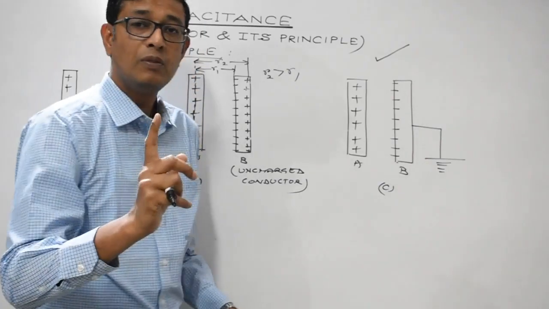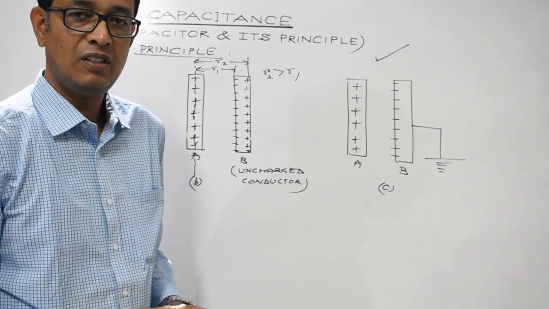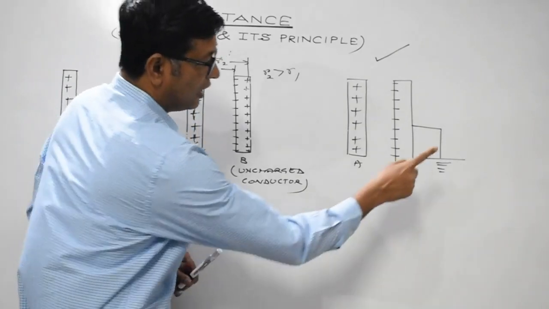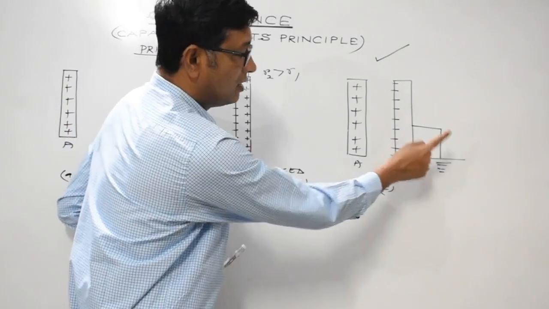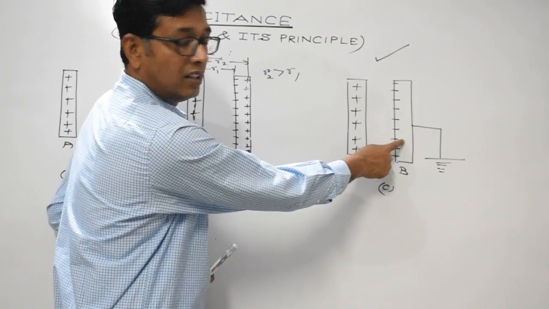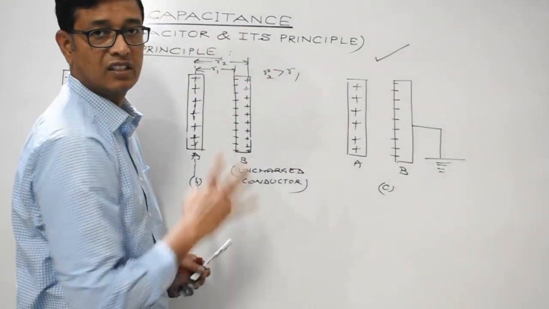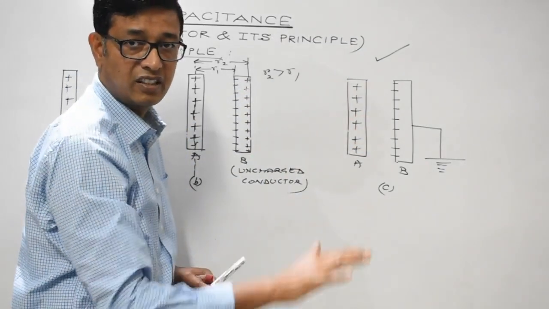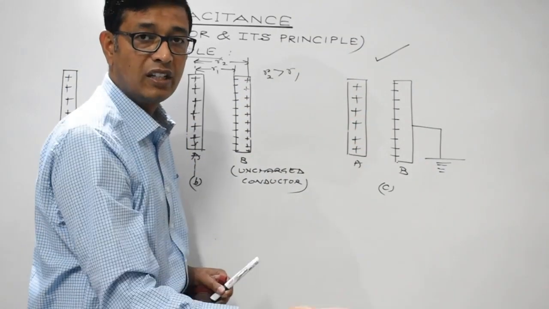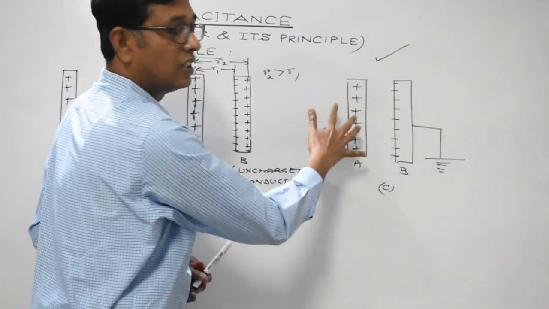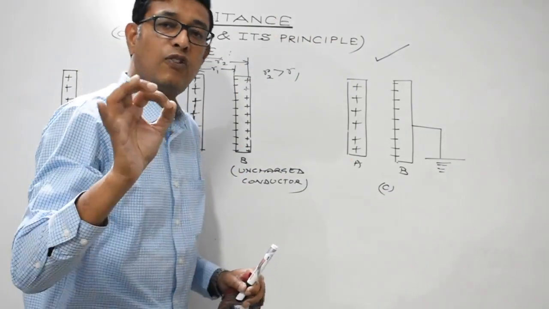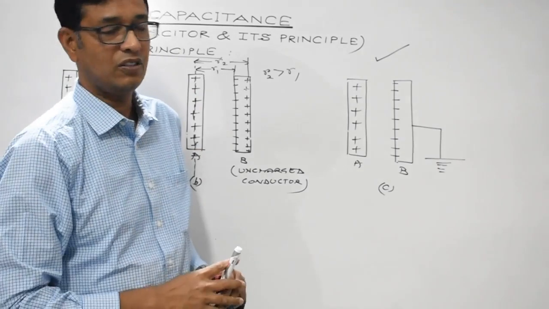So students, principle of a capacitor. Working of a capacitor is based on the principle that when an earth connected uncharged conductor is placed near a charged conductor, then the potential of the charged conductor decreases drastically, and accordingly the capacitance of the arrangement increases tremendously. So that forms the principle of the capacitor, right?